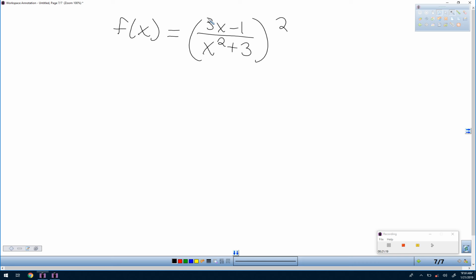Well, I mean, I guess I do. I could simply square both terms and move that one up. Yeah, I could do that. That's legitimate. But you know what? I'm just going to break down and go ahead and use the quotient rule this time.